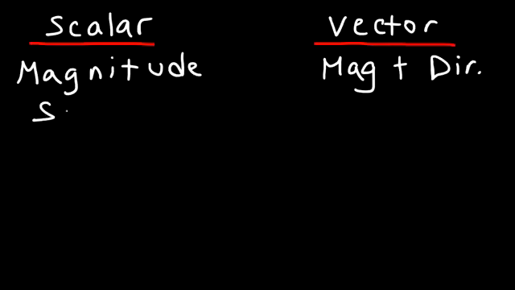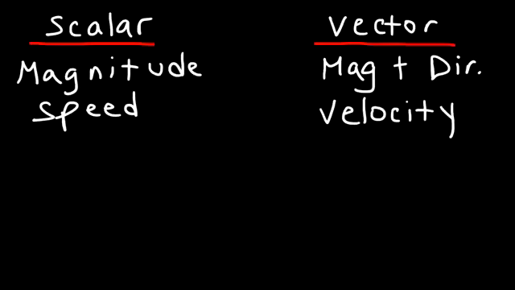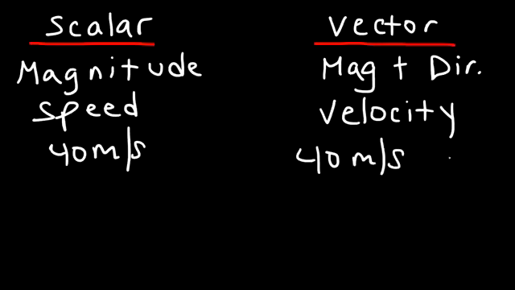So for instance, speed is considered to be a scalar quantity. However, velocity is a vector quantity. So let's say if I'm driving a car going 40 meters per second. What I told you is my speed. I only gave you a magnitude, just a number. But if I say I'm going 40 meters per second north, now I've given you my velocity. I gave you both speed and direction.